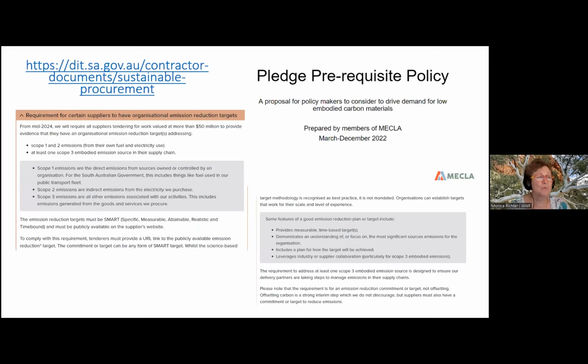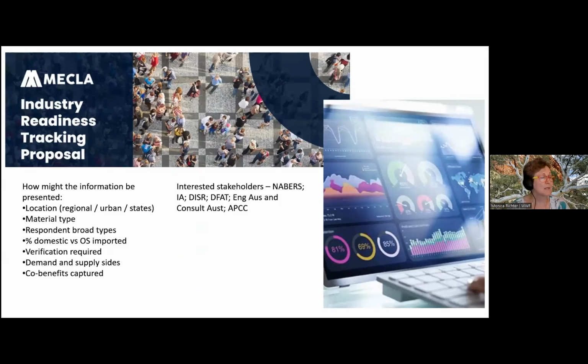Here's another example. Working Group 1 on the demand side had a pledge prerequisite, so a pledge for head contractors to have as a minimum an embodied carbon target to tender for government work. And so in May this year, the South Australian government launched their pledge prerequisite procurement policy, and now they're starting to put together some of the meat on the bones to help support the industry so the whole of industry can adapt.